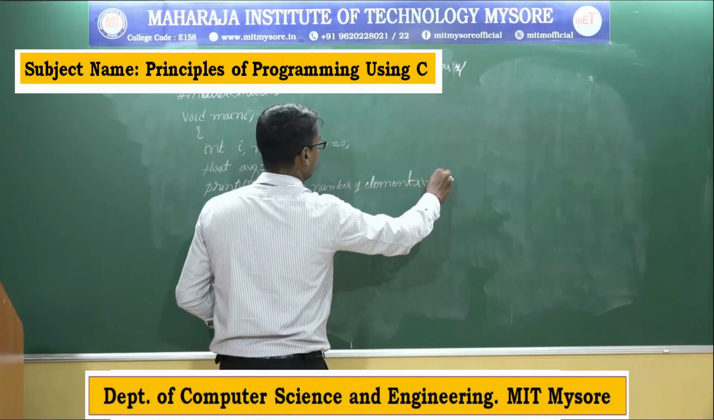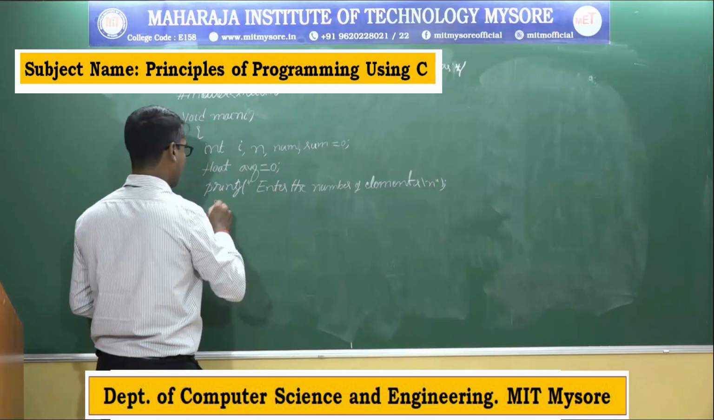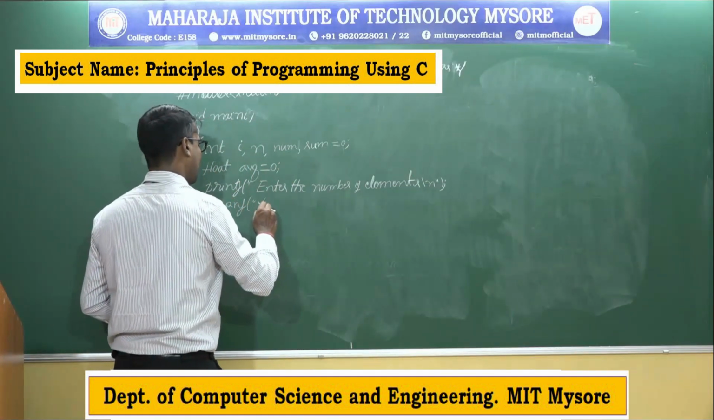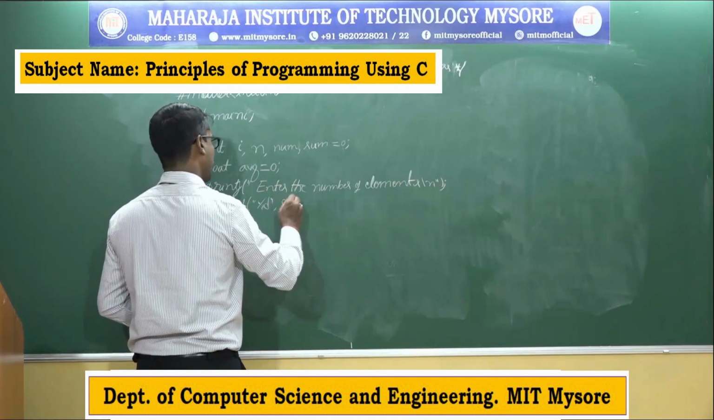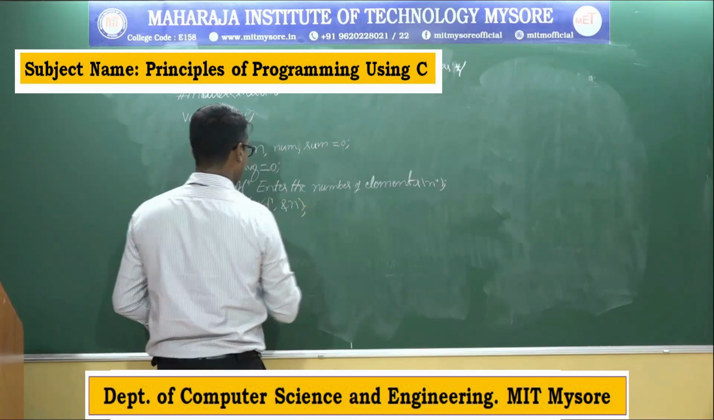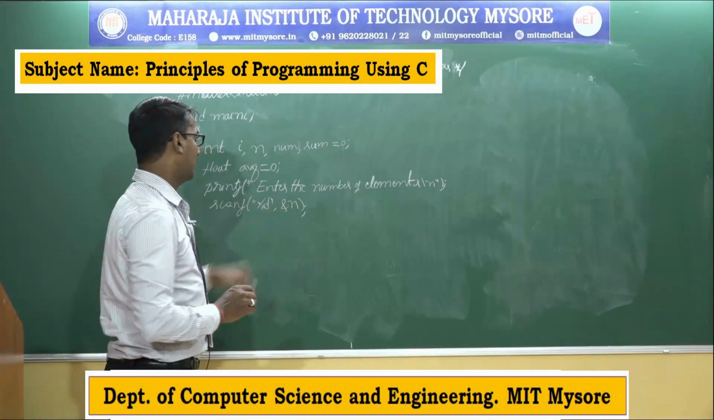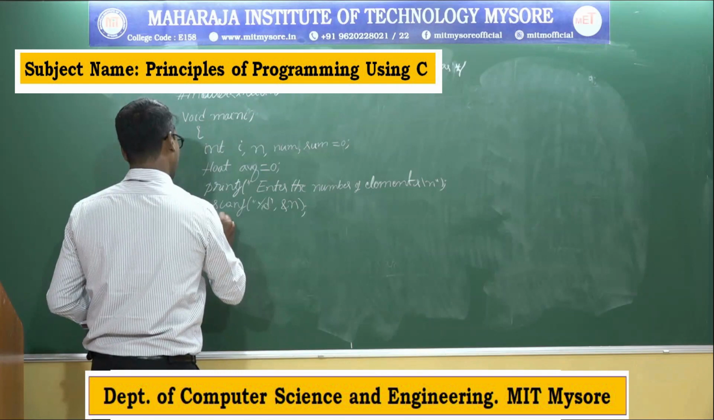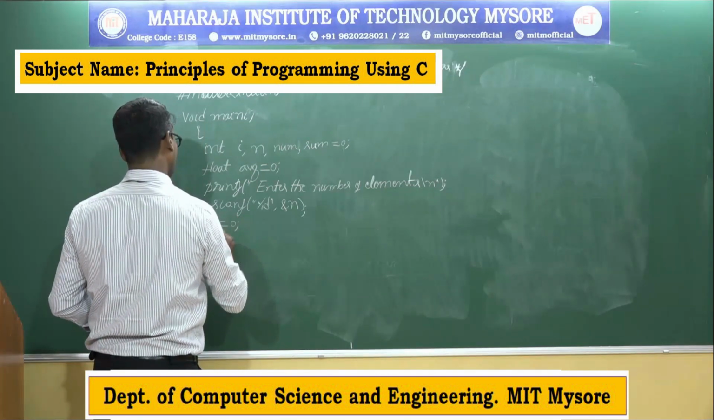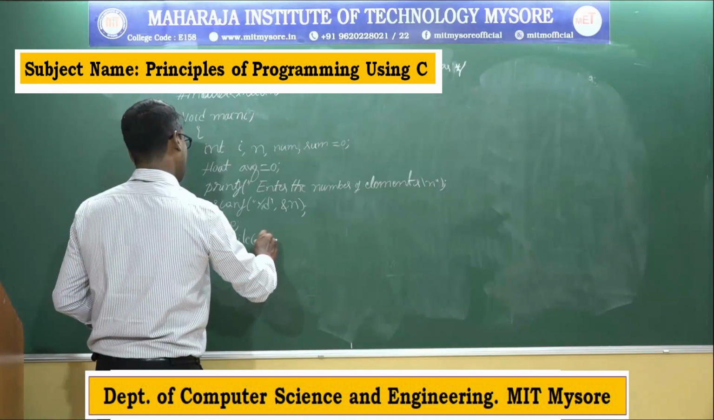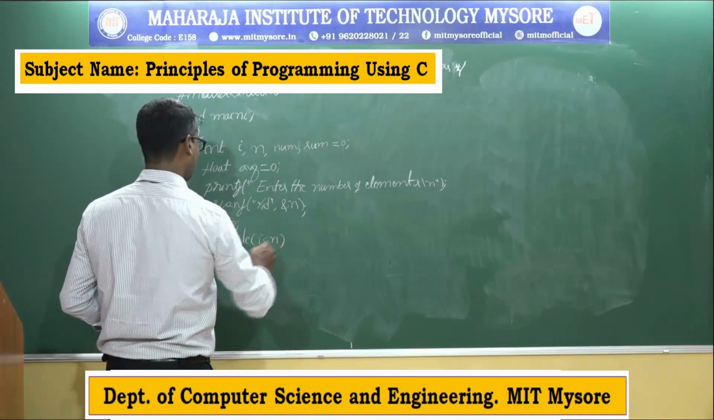Enter the number of elements. So scanf("%d", &n). Now I want to enter the n numbers. So I'll set i = 0, while i < n.